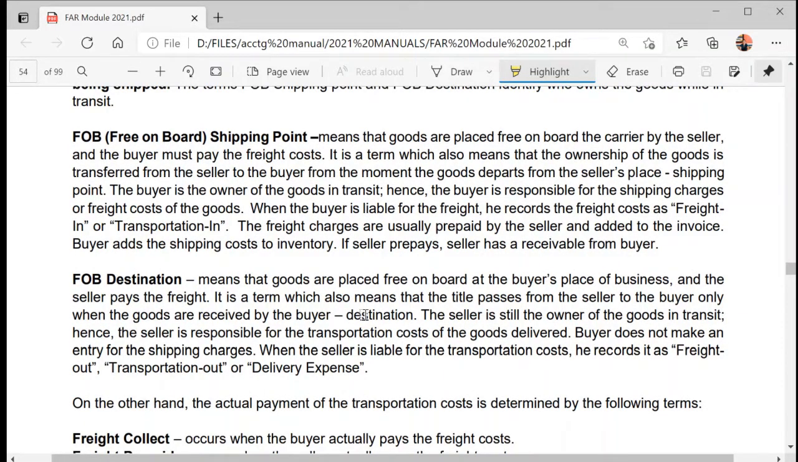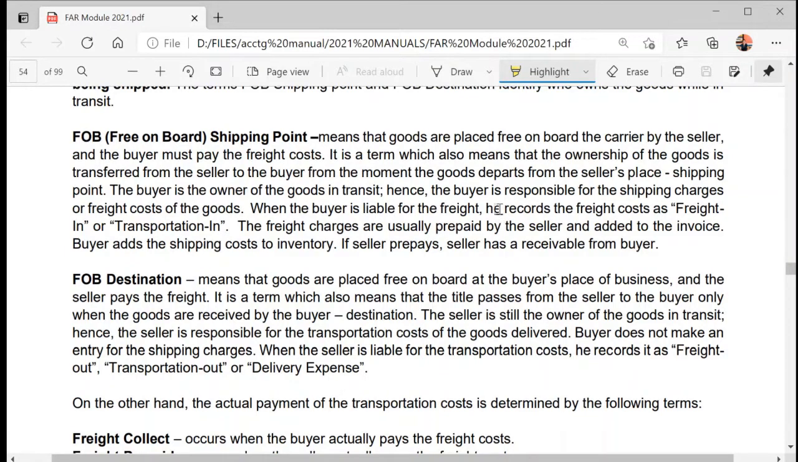So FOB stands for free on board. So free on board shipping point. So this means that goods are placed free on board the carrier by the seller, and the buyer must pay the freight cost. So this term also means that the ownership of the goods is transferred from the seller to the buyer from the moment the goods depart from the seller's place, which is the shipping point.